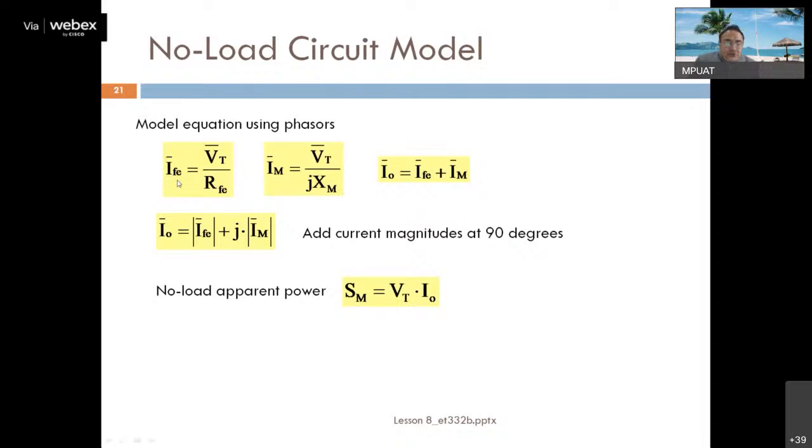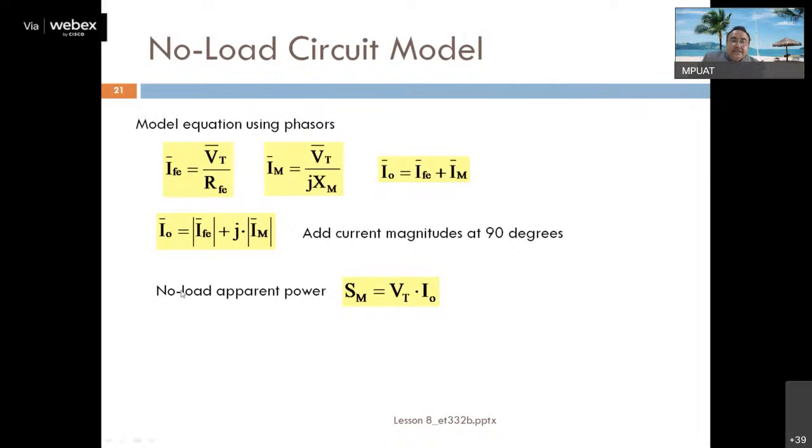Here I have written IFV. You need not be confused. IE is nothing but VT phasor divided by a resistance RFE, which is the equivalent resistance of that core loss component. Similarly, the magnetizing component will be nothing but VT phasor divided by JXM. So it will be inductive in nature, and this will be the phasor sum. Some books write phasor representation by putting a bar over, or some write it below. Okay, you need not be confused.